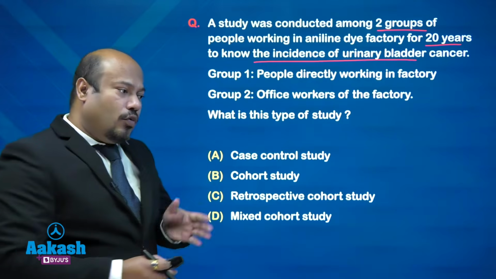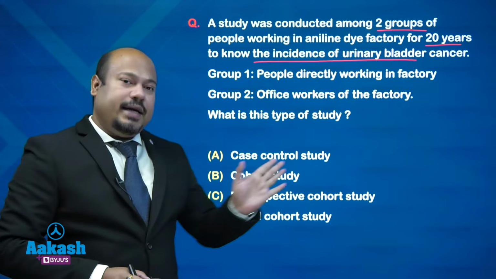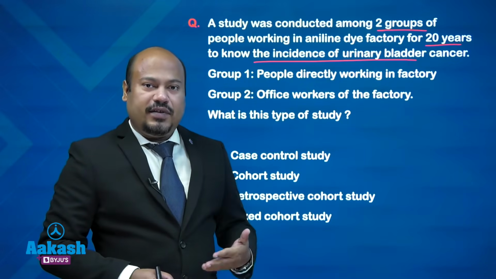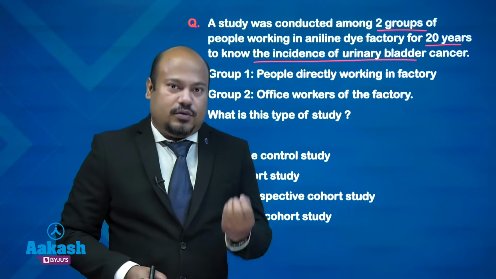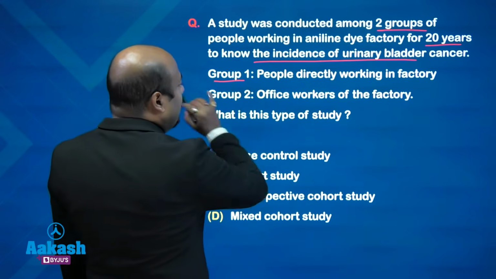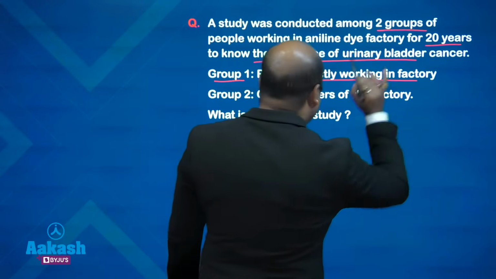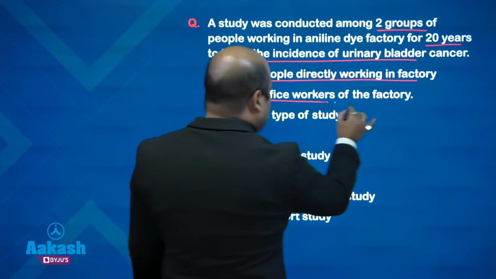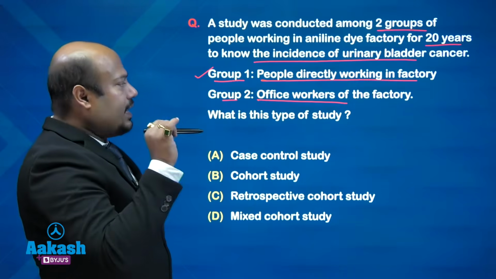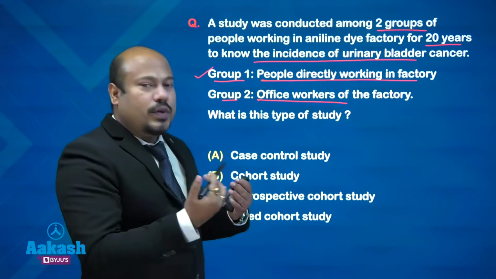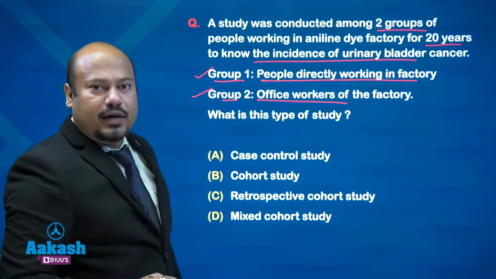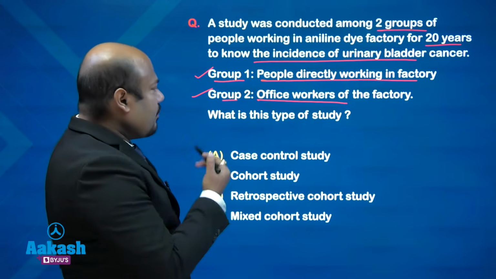So basically you have to go back 20 years, yes or no? You have to go back 20 years and ask people regarding the exposure and then track them to see at present day whether they are developing bladder cancer or not. So I'm already giving you a hint about the answer. Now group 1 is what? Group 1 is the people directly working in the factory, and group 2 is office workers. You can definitely understand that group 1 are exposed to aniline, whereas those who are doing table work in the office are not directly exposed to aniline, yes or no? So what is this type of study?